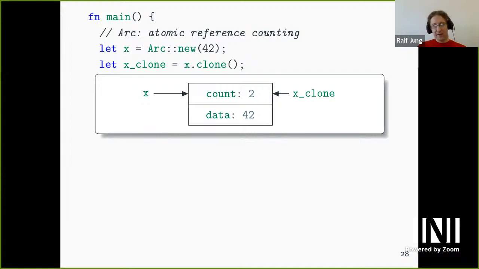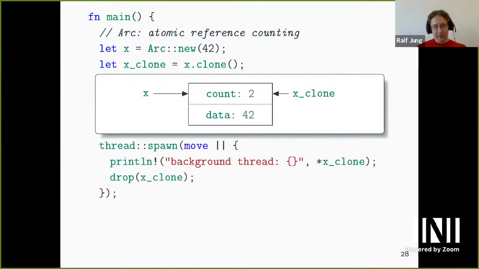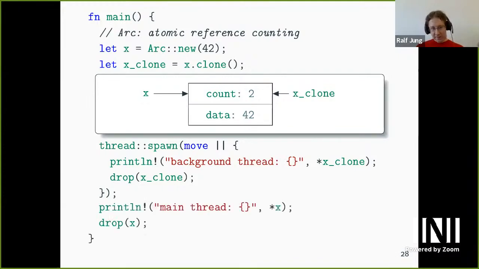So after the setup phase, this little diagram shows what the situation in memory looks like. Then we spawn a thread, which will run in the background, and will use the xclone pointer to read the current data field, and then it will drop xclone, which will decrement the reference count. And then meanwhile, concurrently in the main thread, we do basically the same thing using the x pointer. Now, this is a fairly simple program, but what's interesting about it is that actually there is alias mutable state here, because x and xclone both point to this count field, and when the first thread drops it, it will be mutated, it will be decremented from 2 to 1.